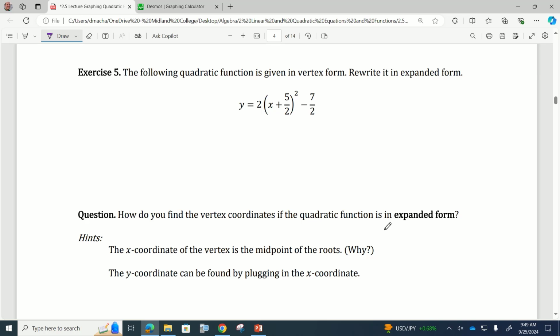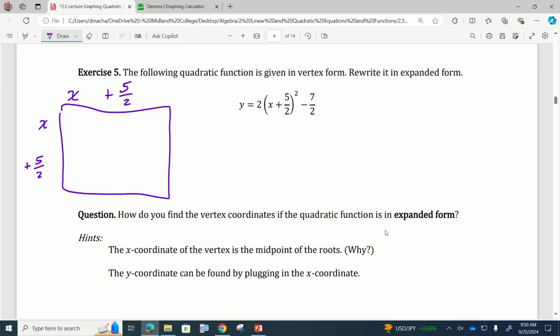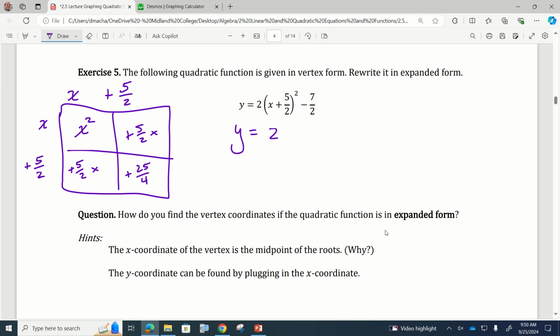Here we go. The following quadratic function is given in vertex form. If I want to rewrite this in expanded form, this is what I would do. I would take the part that says parentheses x plus 5 over 2 squared, and I'm going to go ahead and square it. Meaning, I'm going to multiply x plus 5 over 2 times x plus 5 over 2. And in the bottom right corner, that's 25 over 4, whenever I multiply 5 over 2 times 5 over 2. And now I'm ready to write down 2 times x squared plus 5x plus 25 over 4 minus 7 over 2.